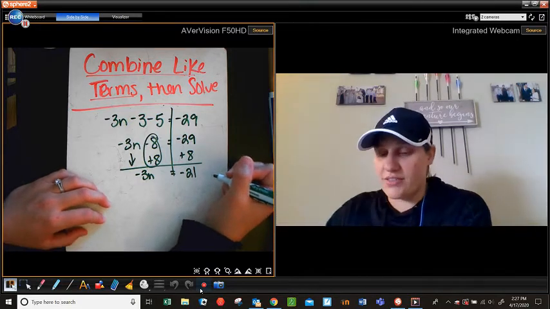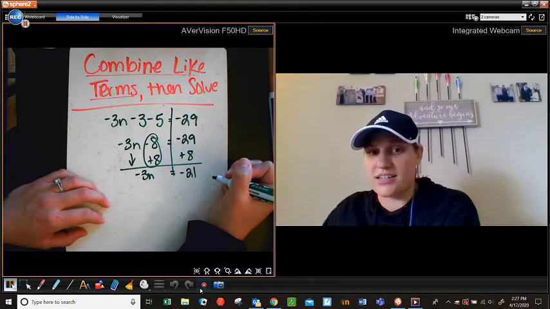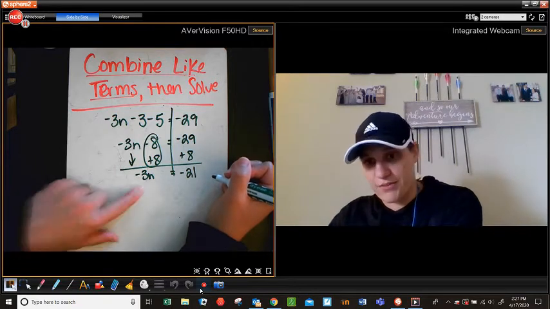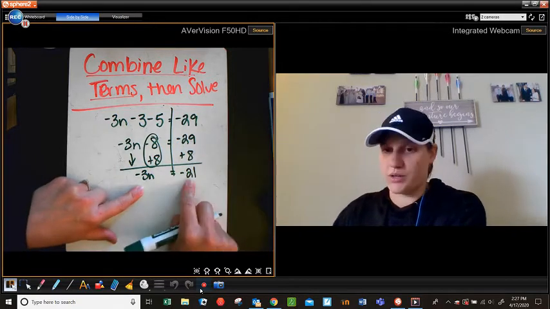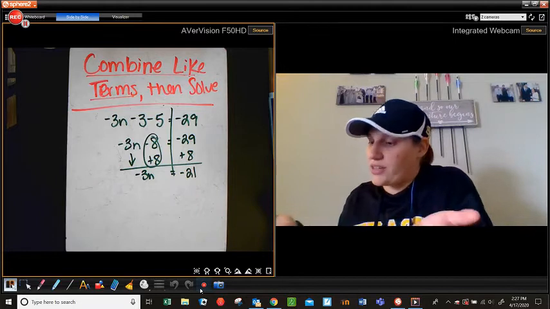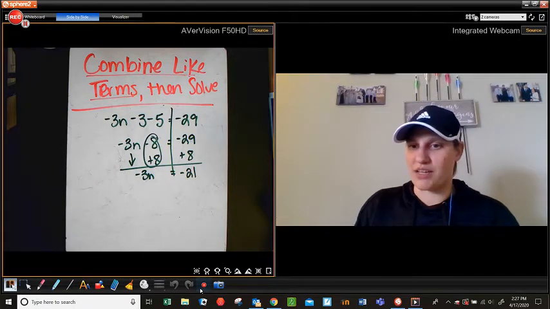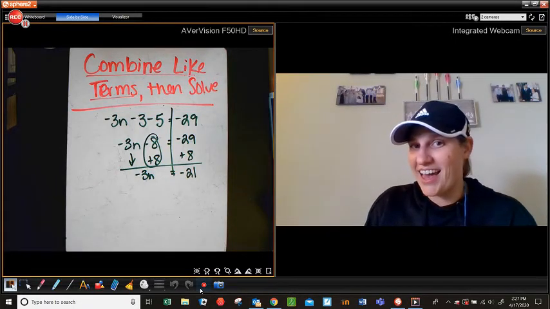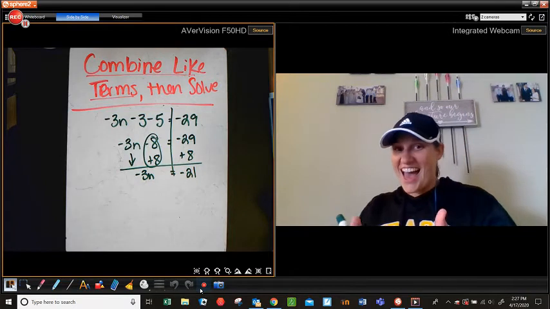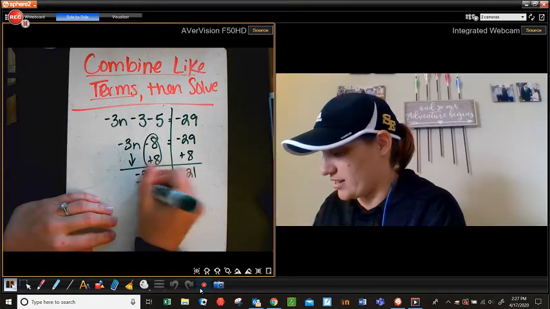I still have not finished my problem because I don't know what n is. I know what negative 3n is. Negative 3n is negative 21. But what's n? I don't know. Let's find out. What do you think our next step's going to be? Yeah! Divide by negative 3.